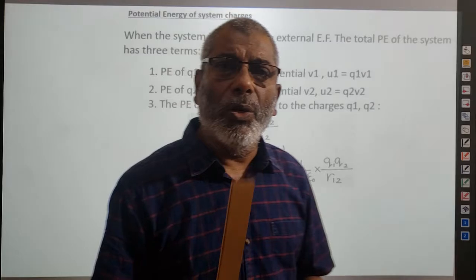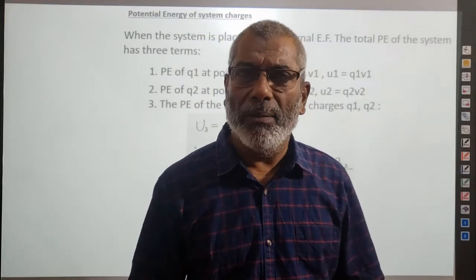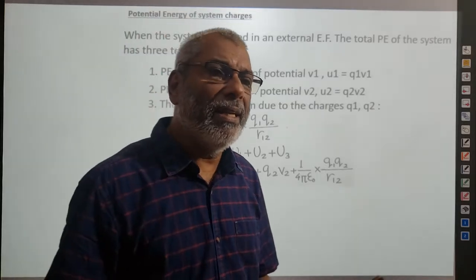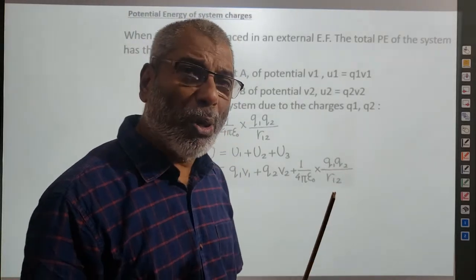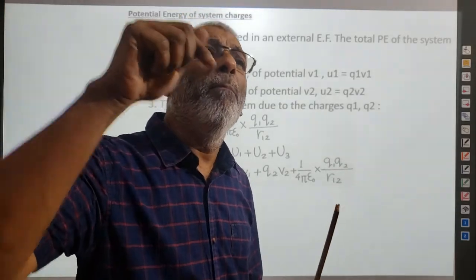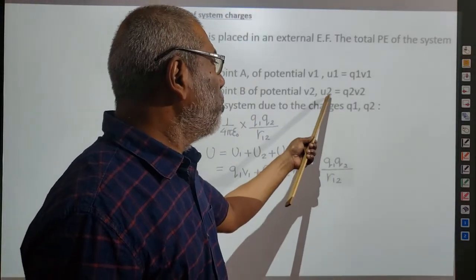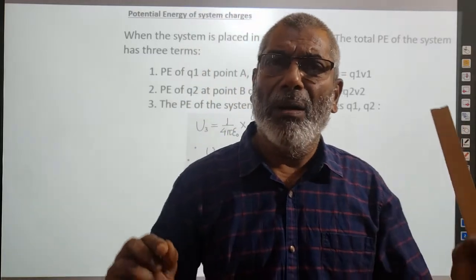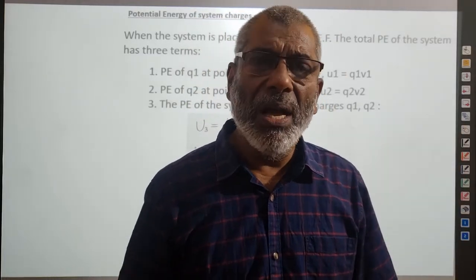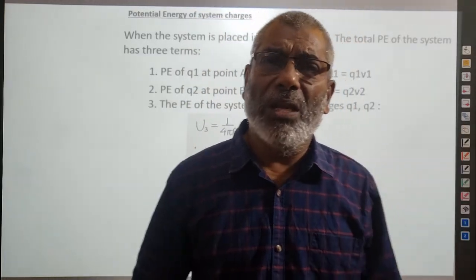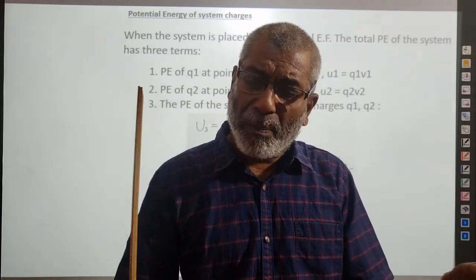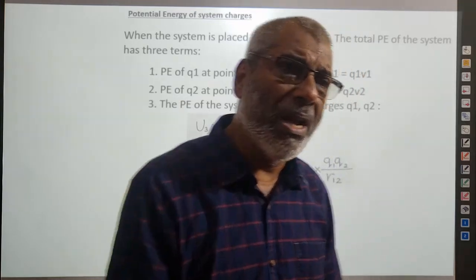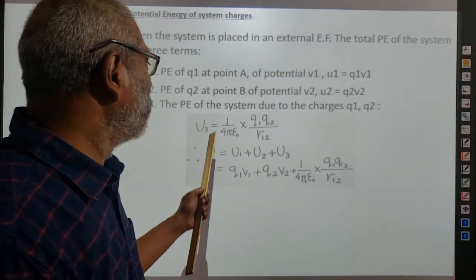Similarly, the charge Q2 is placed at the point B, where the potential is V2. Hence, the potential energy of Q2 at the point B, that is U2, is equal to Q2 V2. Now a system has been made in the space. And you know that when a system of charges is made, because of the charges there is also a potential energy between them. That is given by U3.